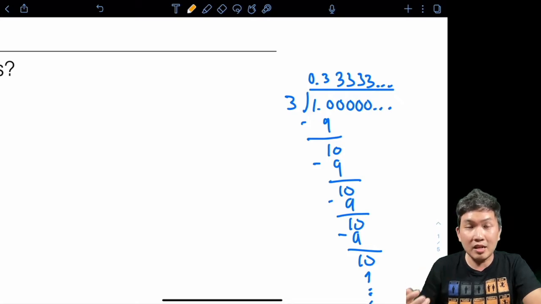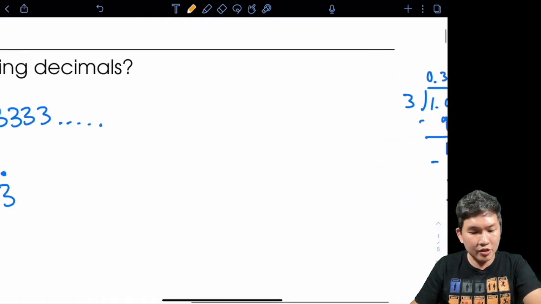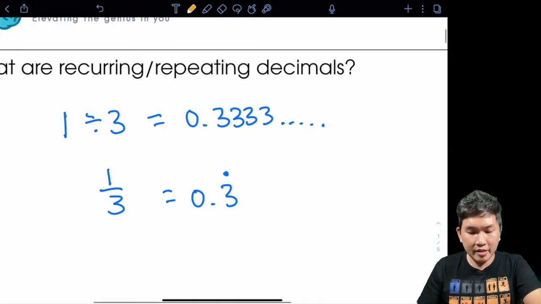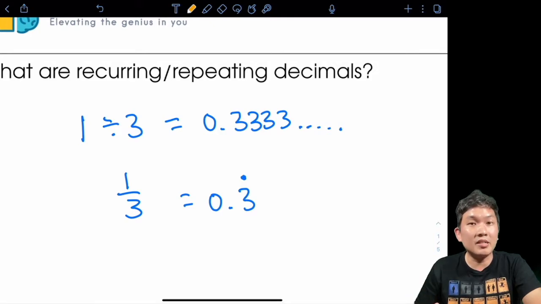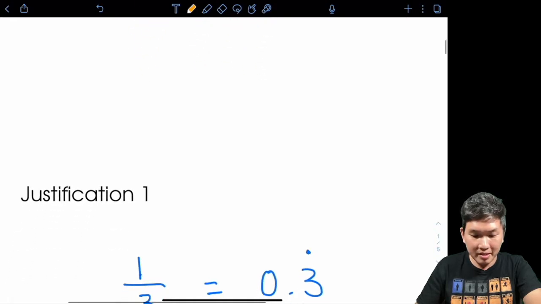And what results is that the answer is going to be 0.3333333 forever and ever. That's where we come up with a notation, where we write a dot on top of the 3. That means this 3 is going to repeat, and this is what is known as repeating or recurring decimals. So 1/3, which is 1 divided by 3, is actually equal to 0.3 repeating. My first justification is going to make use of exactly this: 1/3 is equal to 0.3 repeating.